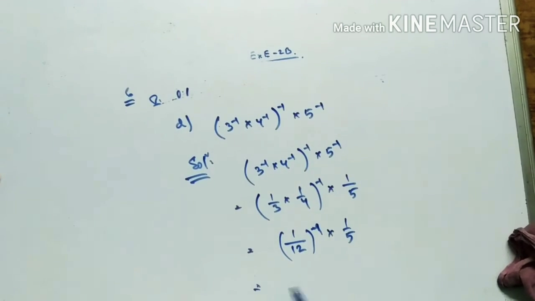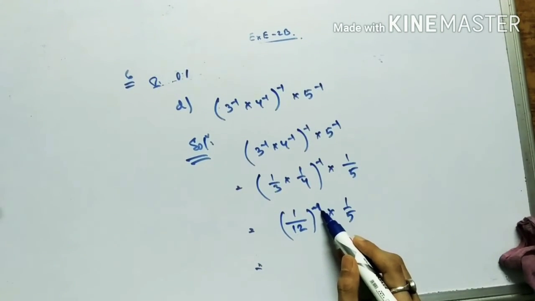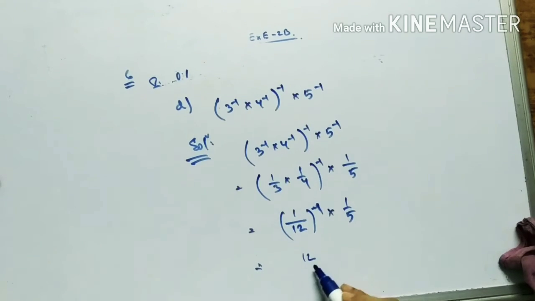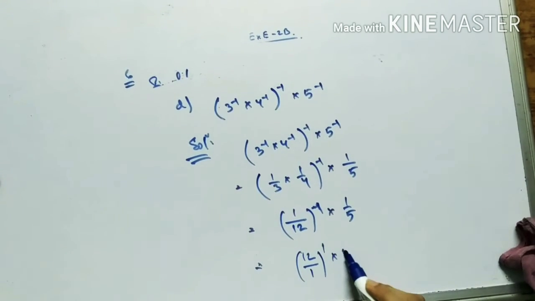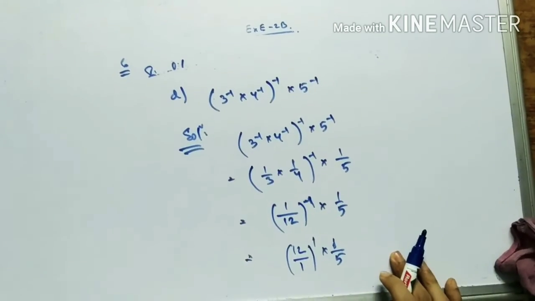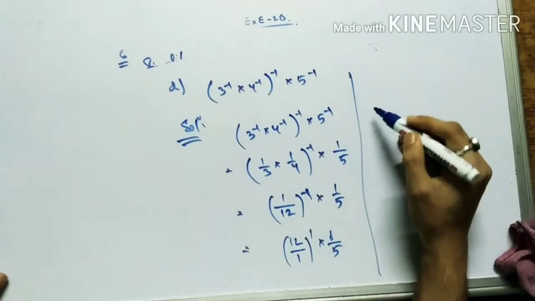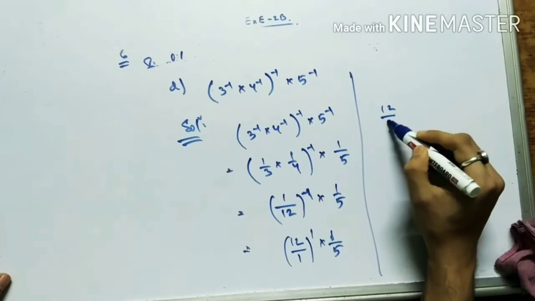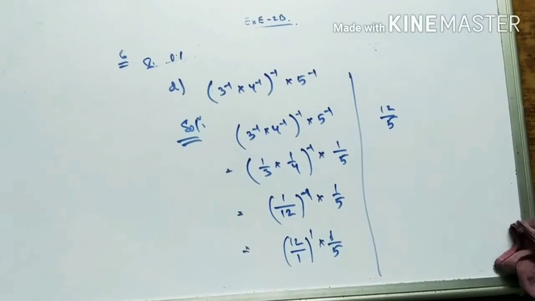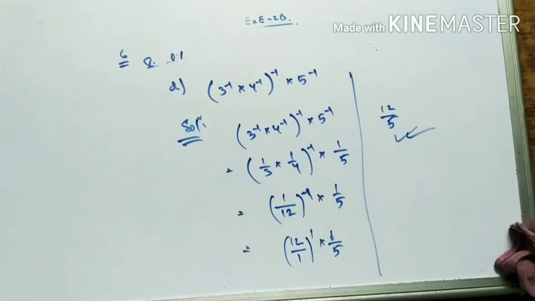So this one will become 1 by 12 to the whole power minus 1, into 1 by 5. Okay. So 1 by 12 to the whole power minus 1 will become 12 by 1 to the whole power 1, into 1 by 5. So this is ultimately 12 by 5. Let me check the brackets now. Yes, 12 by 5.